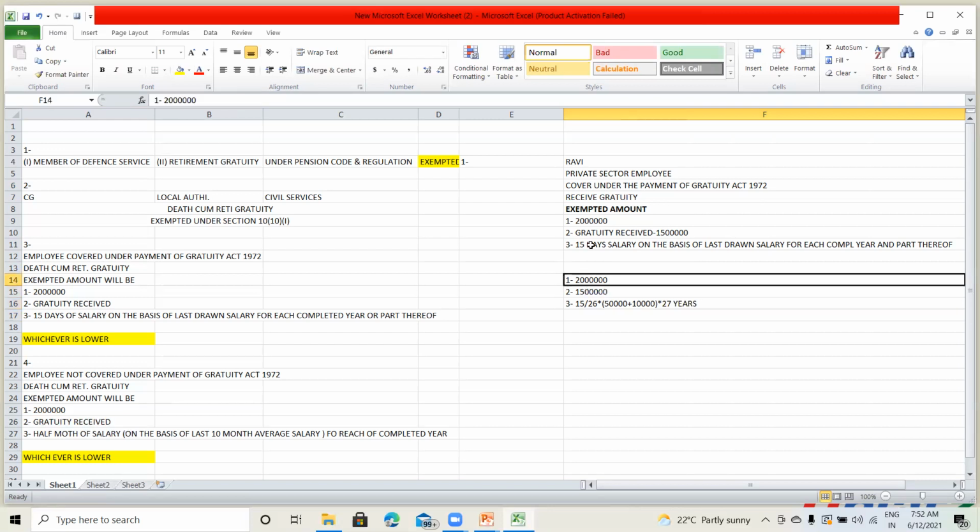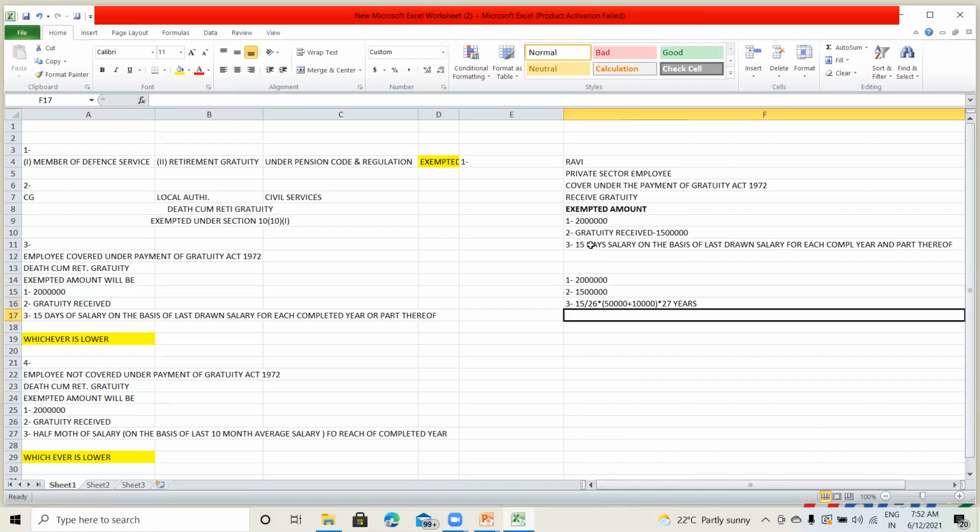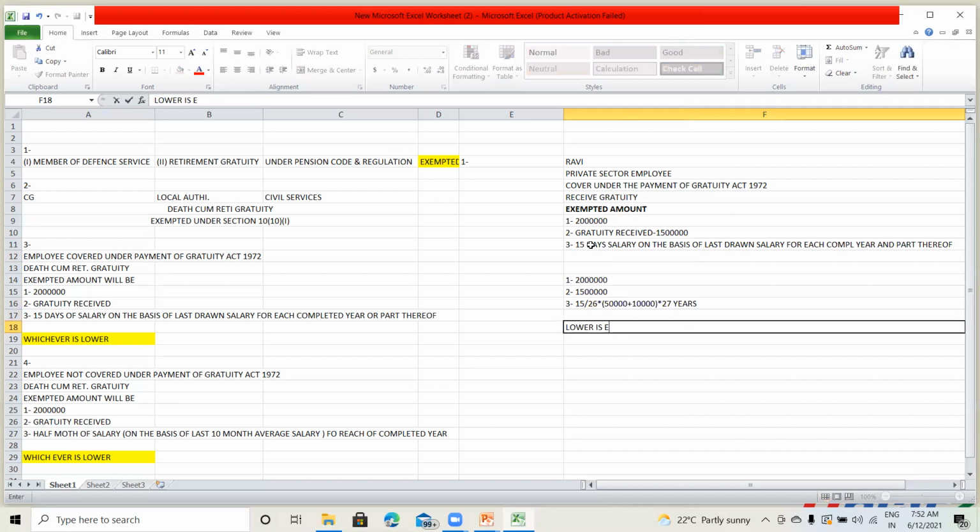So 20 lakh rupees, 15 lakh actual amount received, and 15 days salary on the basis of last drawn salary for each completed year and part thereof if it is more than 6 months. Whichever is lower is exempted.